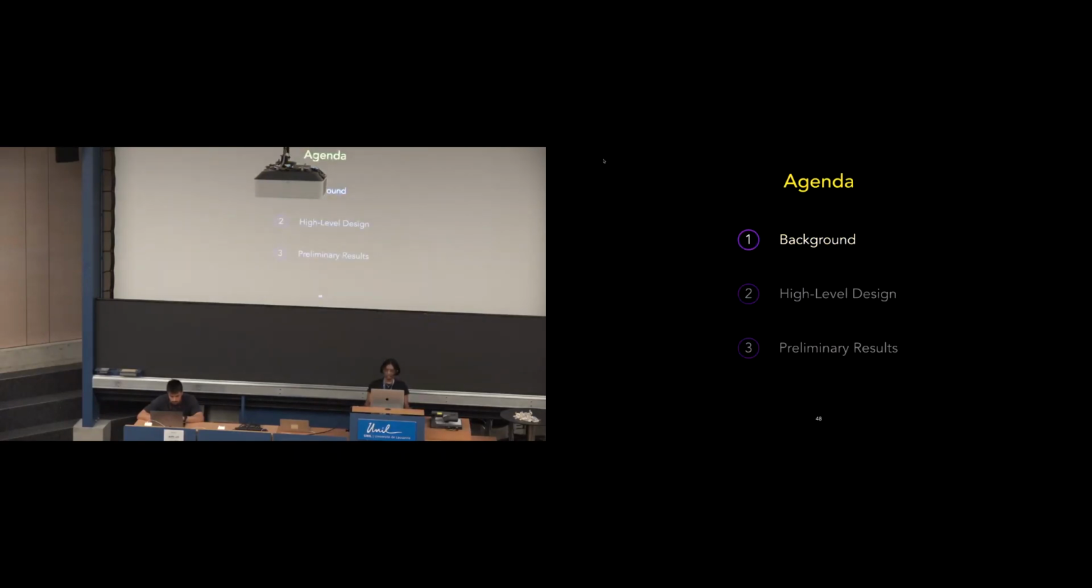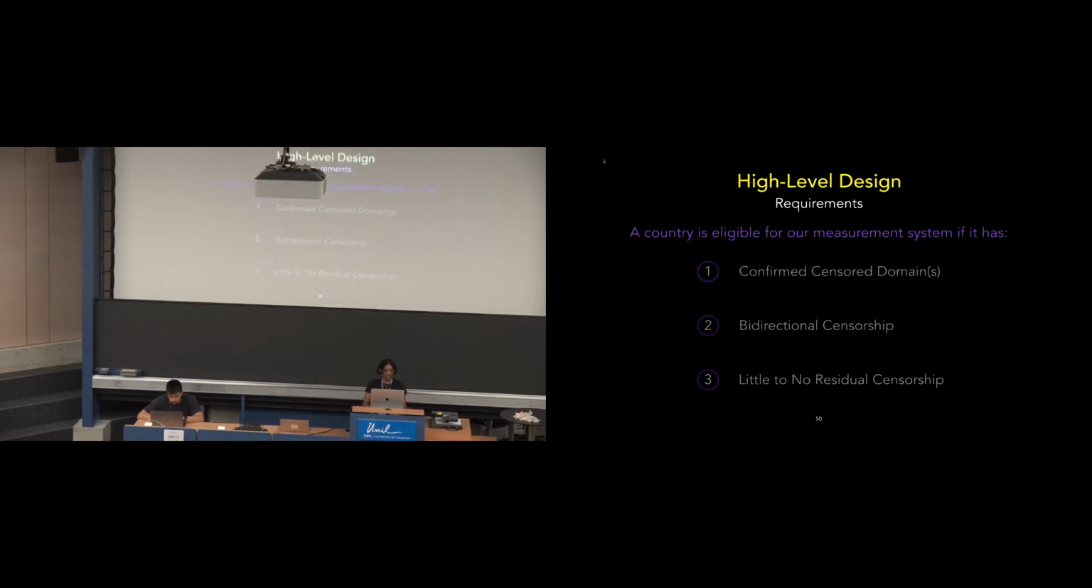All right, so now I'll go into the high-level design of our system. A country is eligible for our measurement system if it meets the following 3 requirements. The first one is that we need at least one, if not more, confirmed censored domains. Because when we're training Geneva, we need to put the domain within the payload in order to ensure that, at least if we do have a successful packet sequence, it will trigger the censor. And we can get the censored domain from other current measurement platforms that are running. We could also get it from anecdotal information from residents within the country or other reputable sources as well.